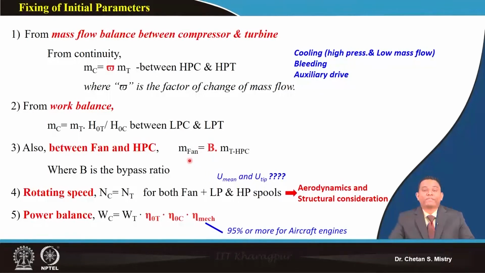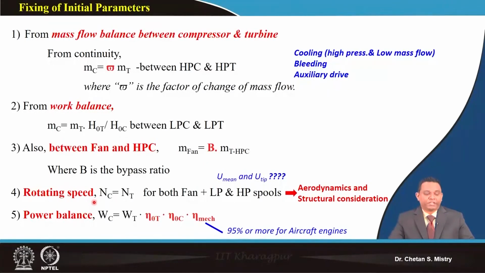So the mass flow rate through my fan will be given by the bypass ratio, and the mass flow rate going through my HP compressor is what goes to my core engine. It depends on what kind of configuration we are selecting. So this bypass ratio must also be known to us, or we need to decide. Basically, all these parameters you need to initially guess parametrically, and later on you need to fix those parameters as per the expectation or requirement of your engine.